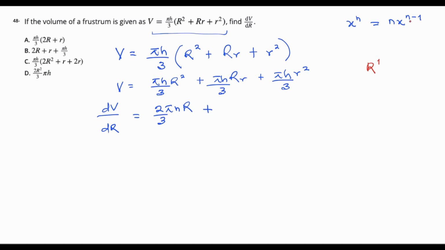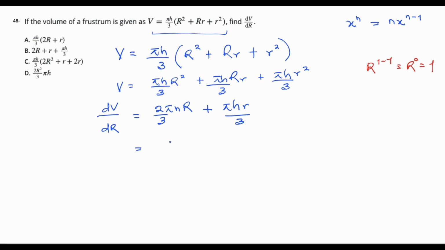So if you subtract 1 from this power, this becomes r raised to power 0, and anything raised to power 0 becomes 1. So here, our answer is going to be simply pi h r over 3, because we would have multiplied by 1 here, and r here becomes 1, so that's gone. Now in this case, this is a constant because we do not have a capital R here, and we know that when we differentiate a constant, that results in 0. So this cancels out. There's no result for this. So we're left with this for our dV/dR.